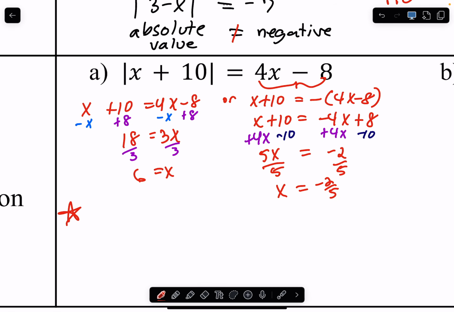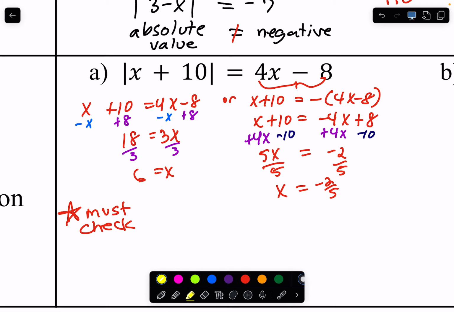Now, we only have to check them if there are x's on both sides. There are x's on both sides. When I say check them, we have to check them up in the original version. Because the original version had an absolute value. It's going to make things positive where they weren't positive before. And so that's why we have to do that.